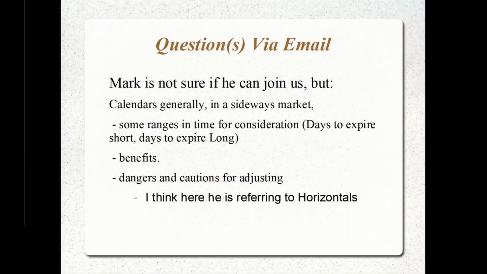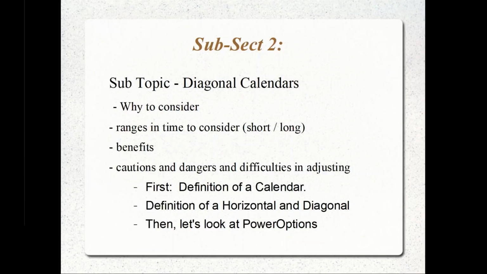Now, Mark mentioned a sideways market in calendars, so I think what he's referring to here is what's called horizontal spreads. We'll get to that in just a moment. The subtopic Mark followed up with is diagonal calendars. Why would one consider it? Again, what are the ranges in time to consider? Because we have all these expirations to look for. What are the benefits of a diagonal and the cautions and dangers, difficulties in adjusting?